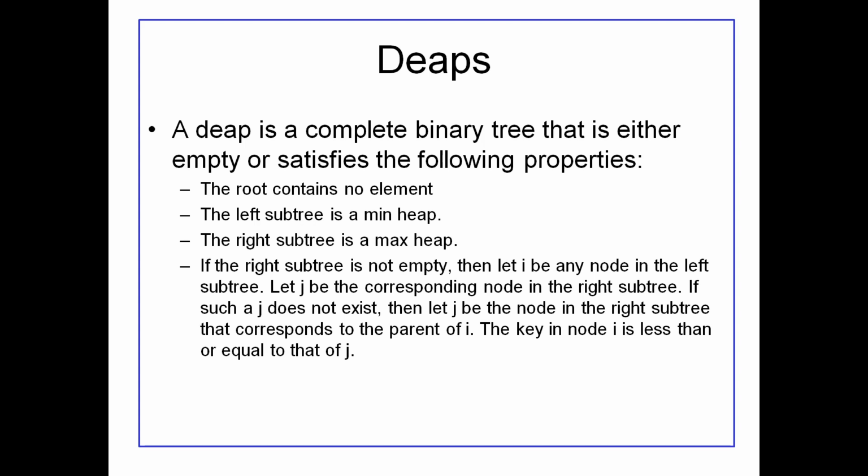And the fourth property is the correspondence property. If the right subtree is not empty, then let i be any node in the left subtree and let j be the corresponding node in the right subtree. And if such a j does not exist for the left subtree node i, then j is the node in the right subtree that corresponds to the parent of i, and the key in node i is less than or equal to that of j. Let's see.